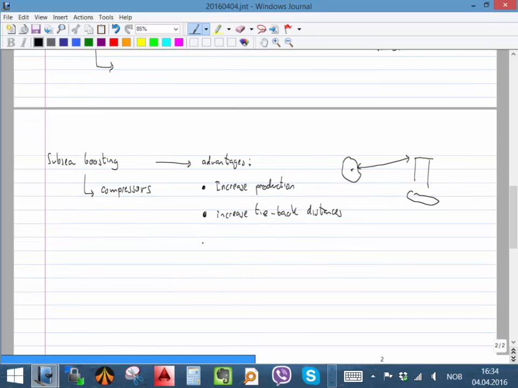Then also, one thing is I don't need any pre-separation of fluids, in the case of multi-phase boosting. I will still be able to increase the energy of that stream with a multi-phase booster. Here you increase production, or also you can maintain it.